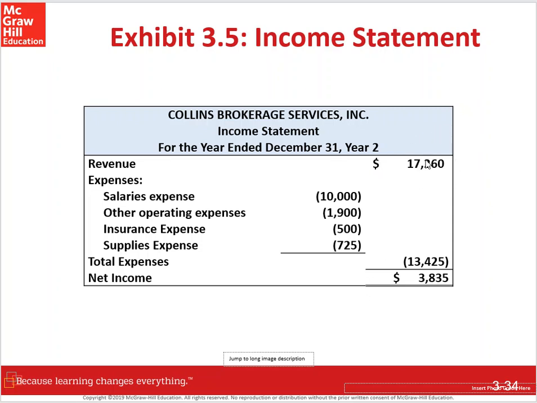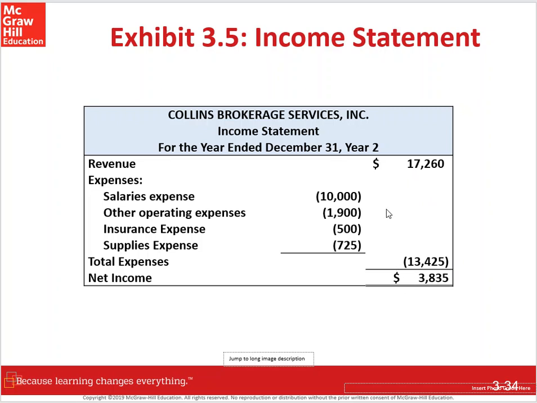$17,260. Now you and I happen to know that revenue is a credit. And then they put salaries, other operating, insurance, and supplies. So they're providing all the detail of the expenses in the left column, but they're not there because they're debits. So we sum up all of our expenses, and we get 17,260 minus 13,425 is 3,835.